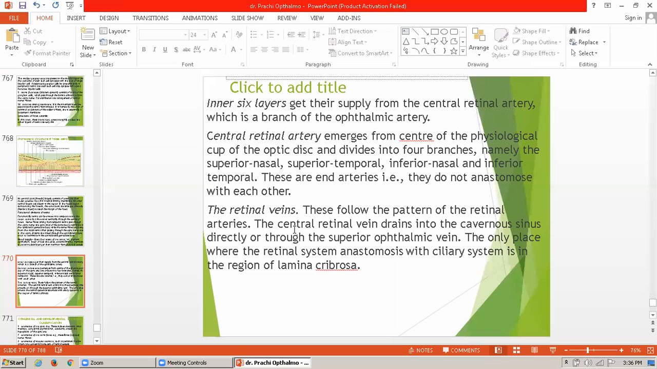Then the retinal veins. These follow the pattern of the retinal artery. The central retinal vein drains into the cavernous sinus directly or through the superior ophthalmic vein, and the only place where the retinal system anastomoses with the ciliary system is in the region of the lamina cribrosa.